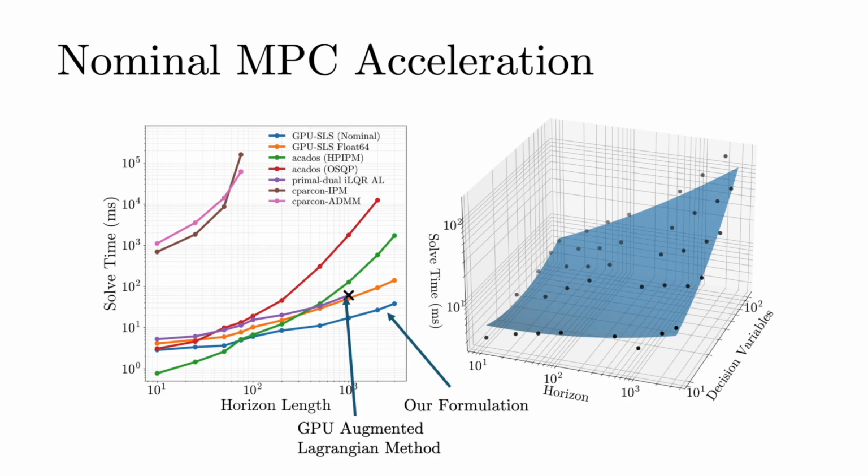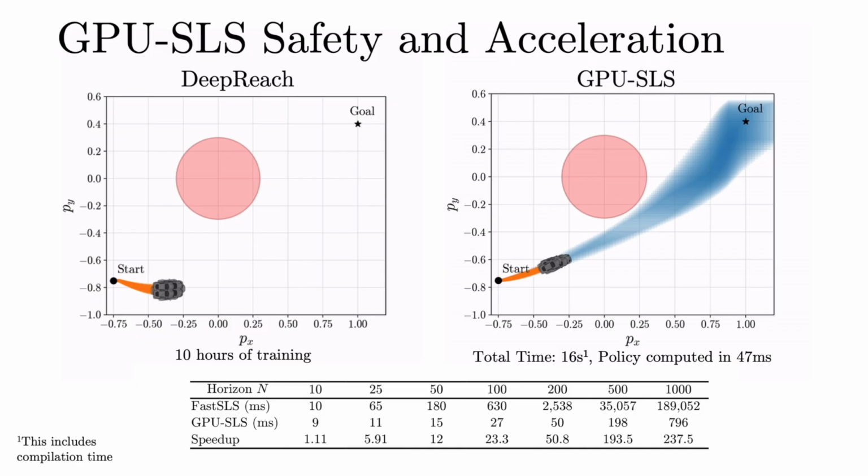On the right, we demonstrate the scalability of our formulation as the problem size grows, solving problems with horizons of 3,000 and 75 per state decision variables in 73 milliseconds, demonstrating the logarithmic scaling in all horizon, state, and control dimensions. We now demonstrate both the safety and the speed of our GPU SLS formulation.